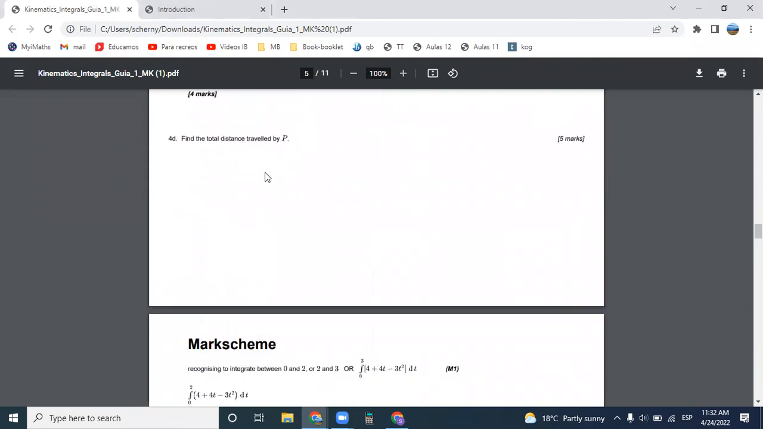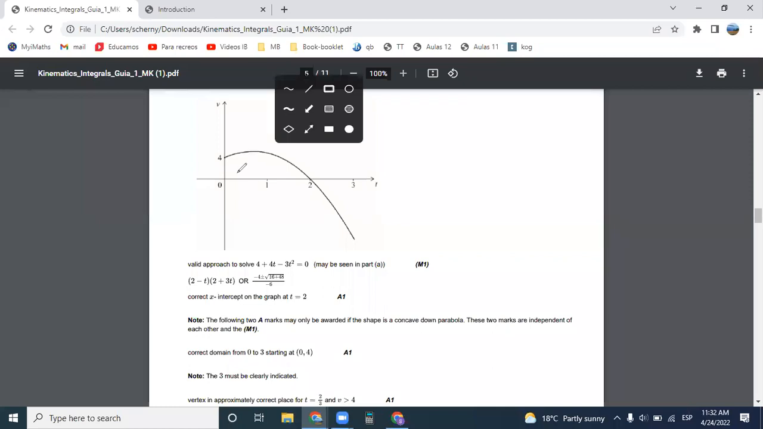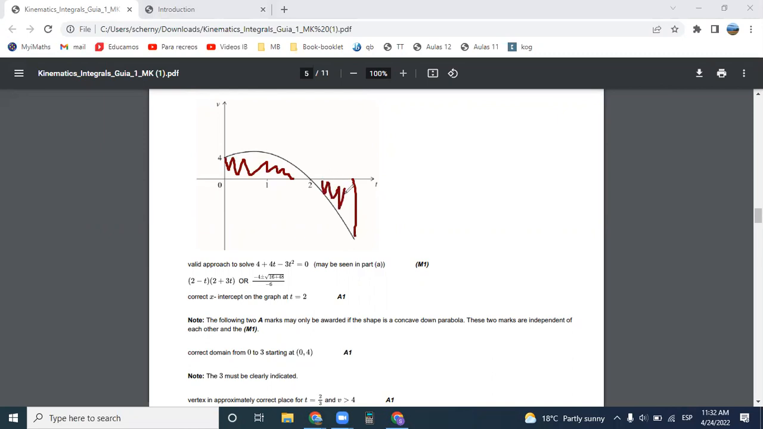So this is how marks are awarded. So for this, it says, find the total distance traveled by P. And now that we have the sketch, this is very important, right? Because the distance traveled is this area plus this area, okay? Now the thing is, if we integrate from 0 to 3, this is going to be added up. This is positive, but this is negative, okay? And we do not want this to be negative because this is distance traveled. So we need this to be positive. So what we need to do is first find this shaded area, then find this shaded area, that will be negative, but we should take the positive value of this and add it up with this one. So let's integrate.